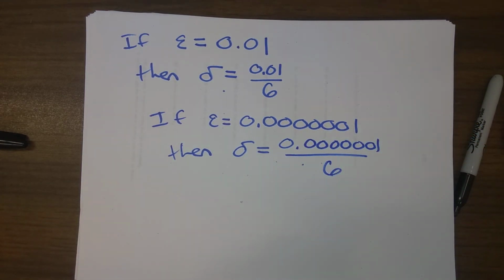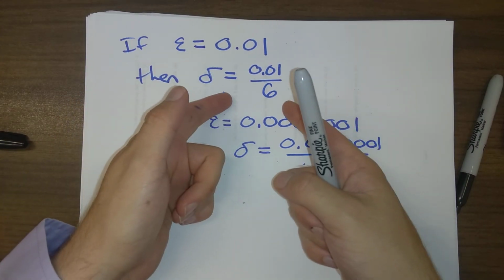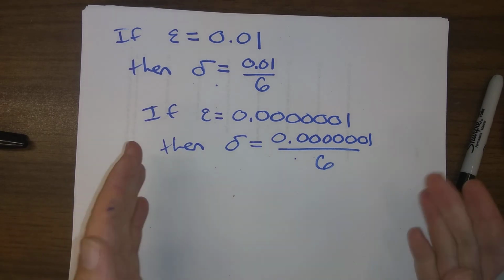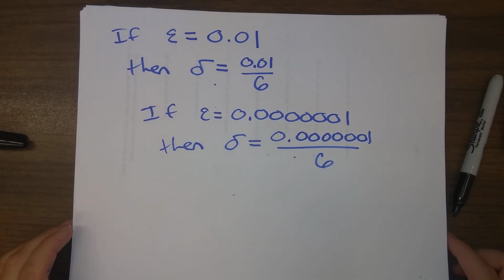So no matter how small you choose epsilon, we can find a delta. No matter how small we want our gap condition to be, we can find a value of delta that will make x sufficiently close to c, in this case 3, so that we satisfy the gap condition. So this is a pretty typical example of how we write things out.